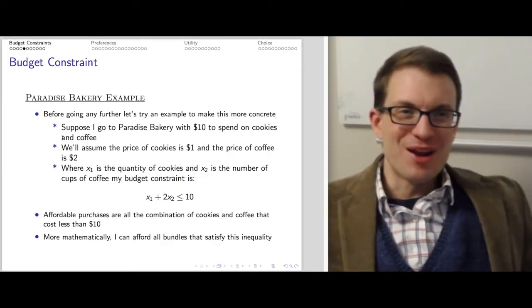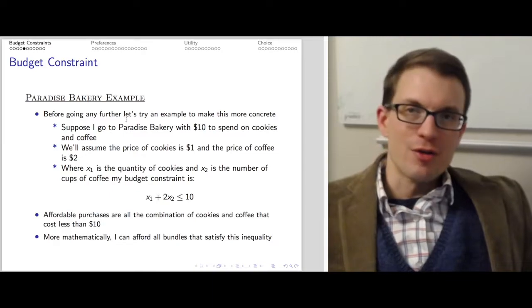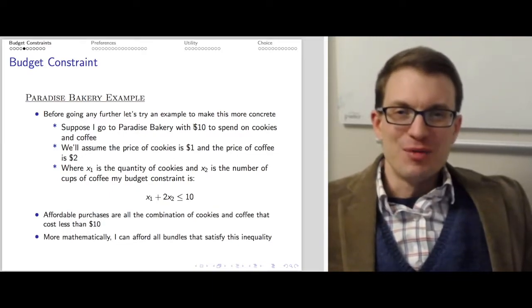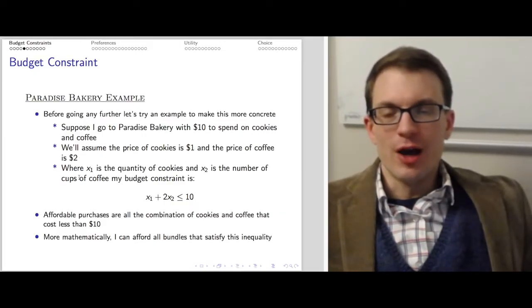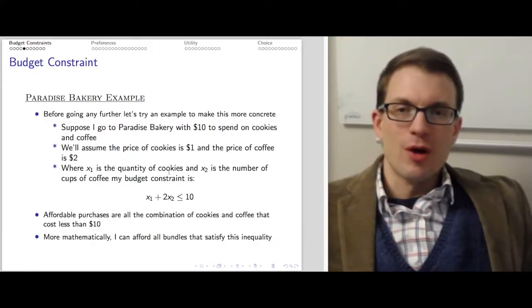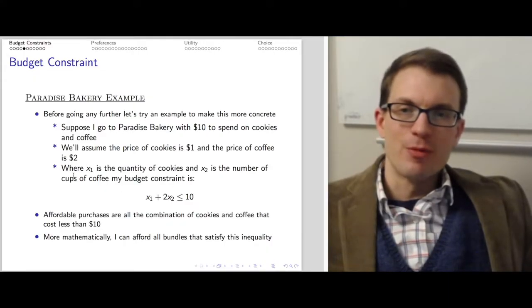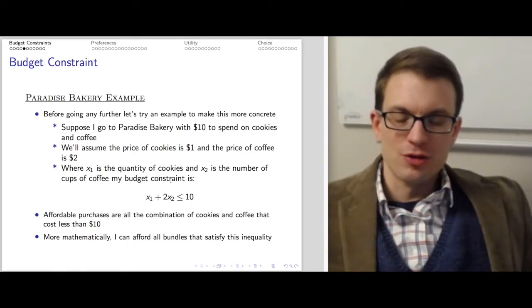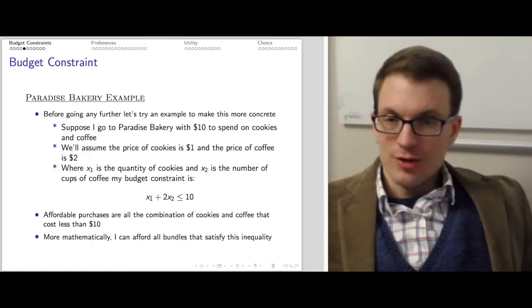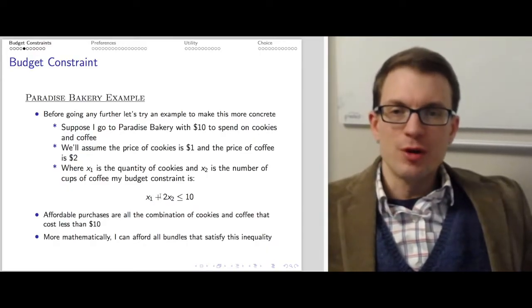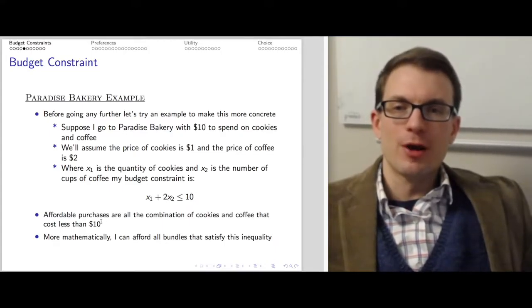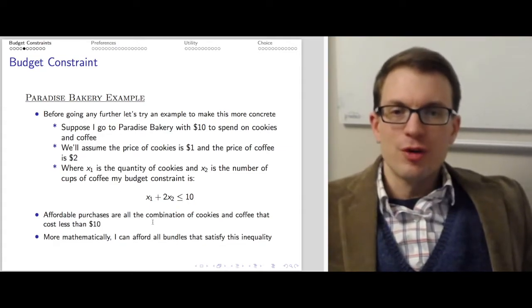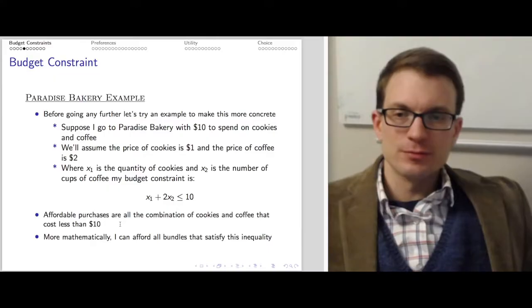Okay, so here's my Paradise Bakery example. Before I go any further, let's try a concrete example. Suppose I go to Paradise Bakery with $10 to spend on cookies and coffee. We'll assume the price of cookies is $1 and the price of coffee is $2. Assume x1 is the quantity of cookies and x2 is the number of cups of coffee. My budget constraint, therefore, is P1 times X1. P1 was 1, so it's just X1 plus P2, which is 2, times X2 has to be less than or equal to the $10 I have available, right? So affordable purchases are those combinations of cookies and coffee that cost me less than $10, and I can afford all bundles that satisfy this inequality.